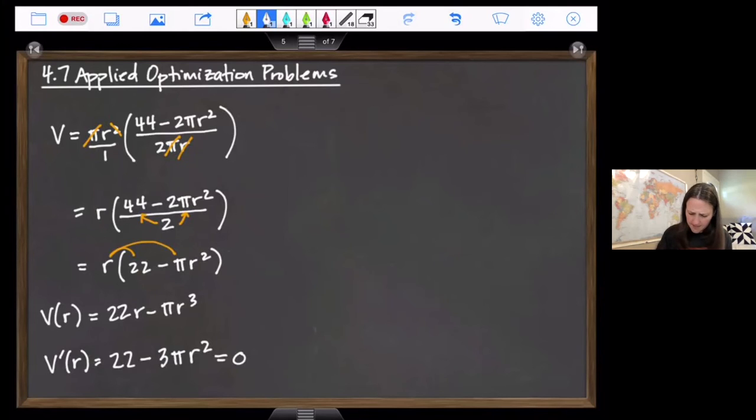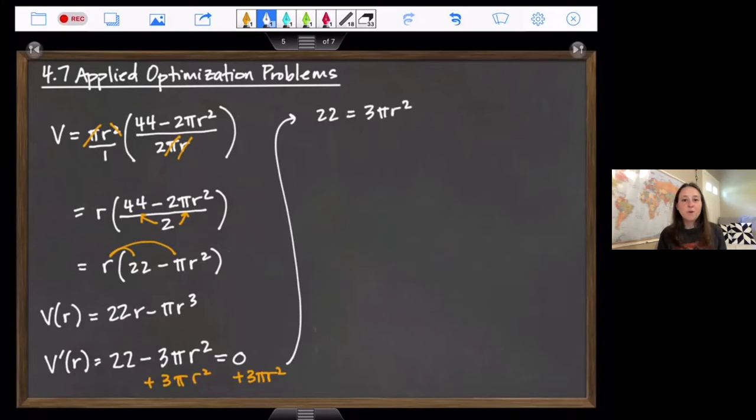All right, so let's see. I'm going to add 3 pi r squared to both sides. And that just makes my 3 pi r squared turn positive over there on the right. And so let's see what we've got. Over on the left, I'll have 22 equals 3 pi r squared. Let's solve for r. We're going to divide both sides by 3 pi.